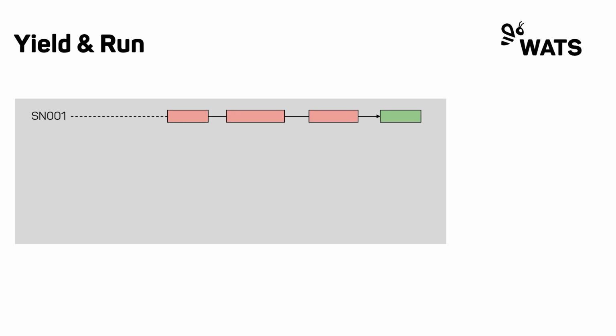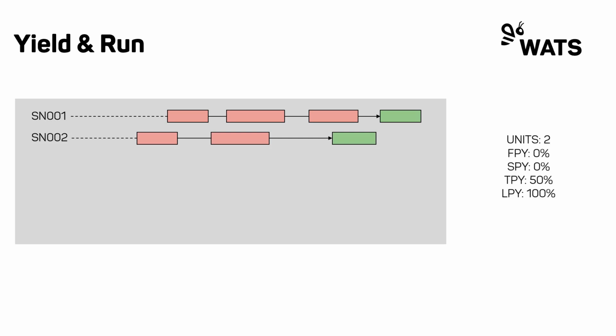So first off here, we have one serial number passing on the 4th run. This gives us a last pass yield of 100%, nothing more. Adding another serial number here passing in the 3rd run, suddenly we have 50% passing in the 3rd pass, and then both of them passing at any given point.